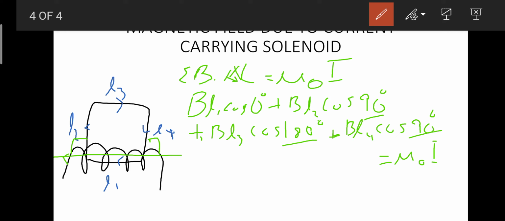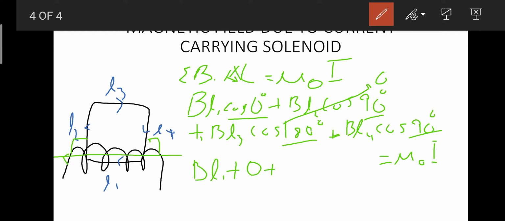Now I'm going to put the values. For the first case, in which we have put the cos 0 degree, the cos 0 degree gives you the value 1, so we are going to receive BL1 for this case. Now for the next one, BL2 cos of 90 degree. Cos of 90 degree is equal to 0, so this whole term would be equal to 0. So I would write 0 over here.